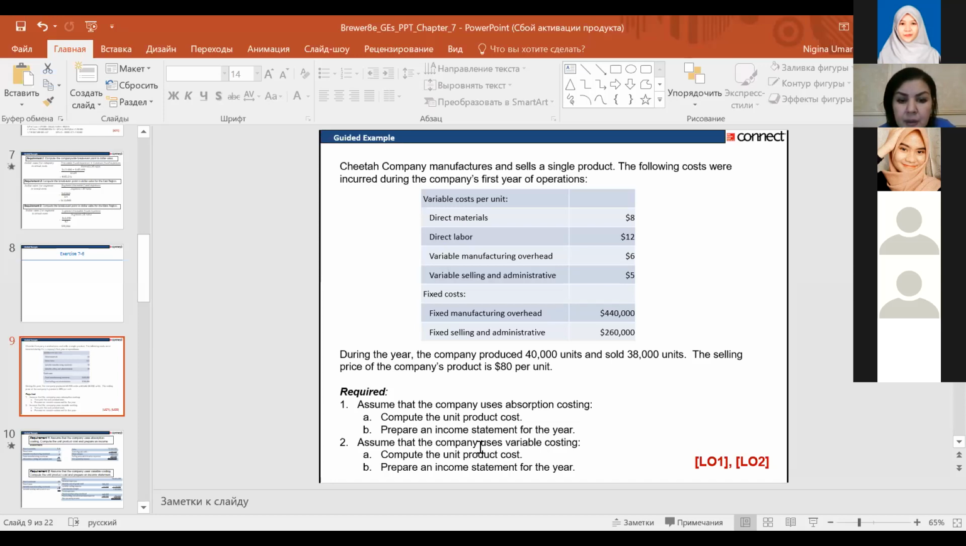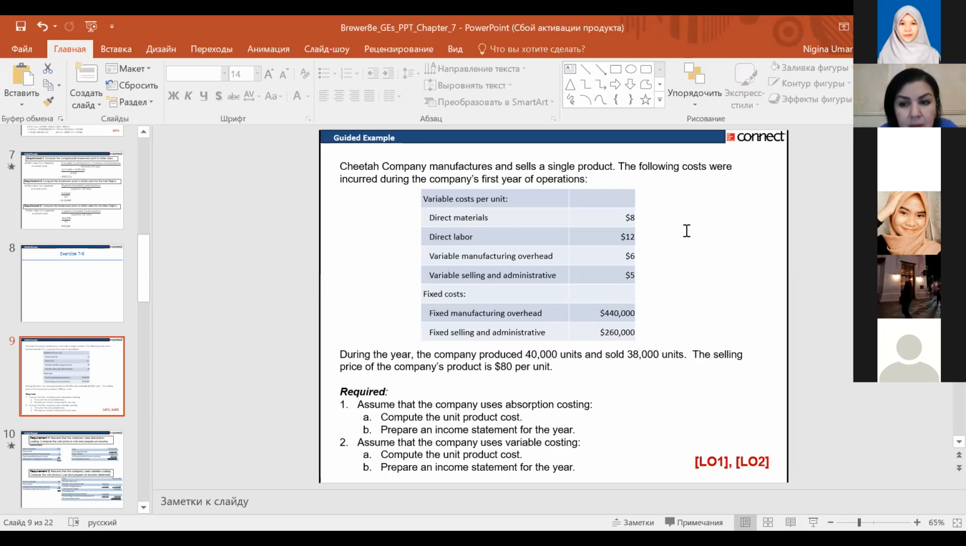Okay, assume that the company uses variable costing. In variable costing, what is the unit product cost? Compute the unit product cost. Sarah, tell me, which types of cost should I include in the unit product cost if it's variable costing? Only variable costs should be included in the unit product cost. Direct material. Yes, very good. Plus direct labor. Yes. Plus variable manufacturing overhead.